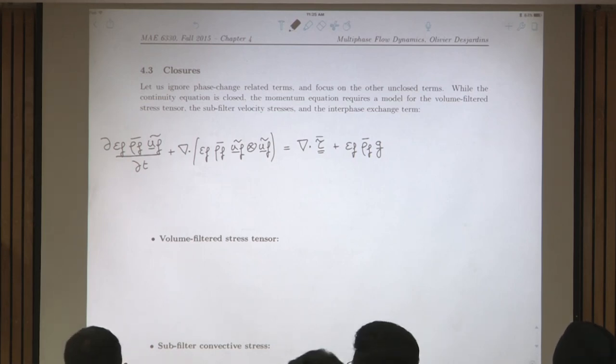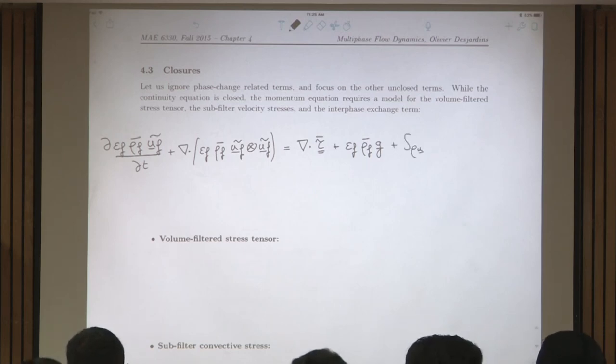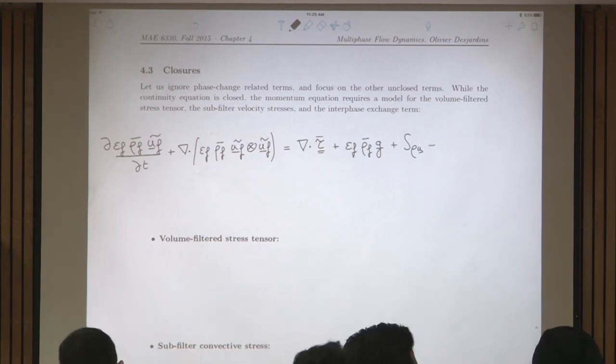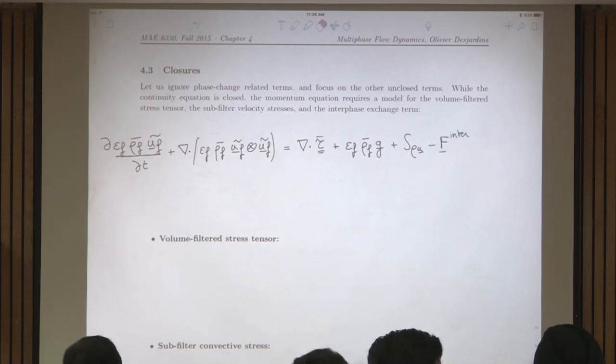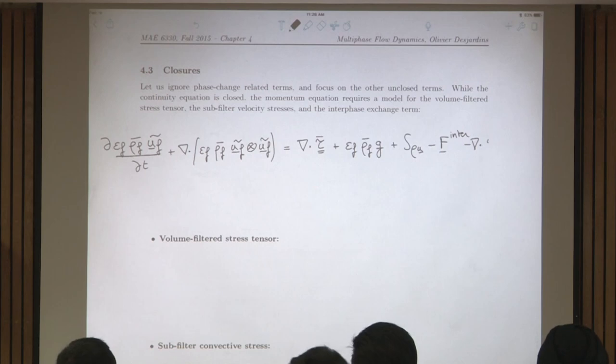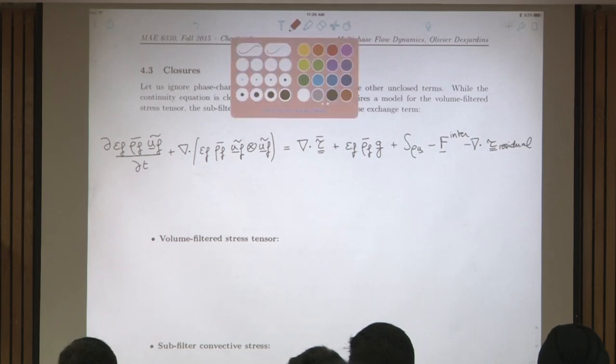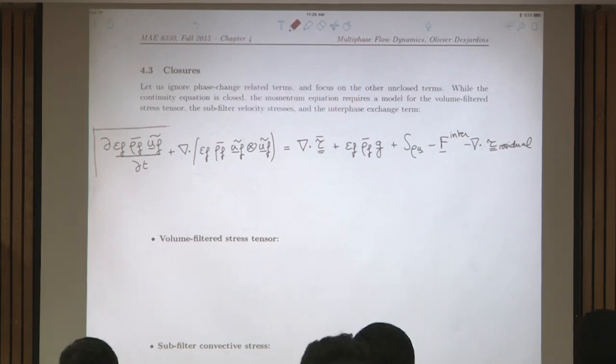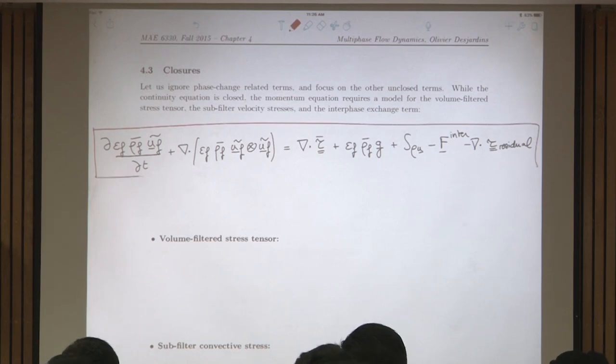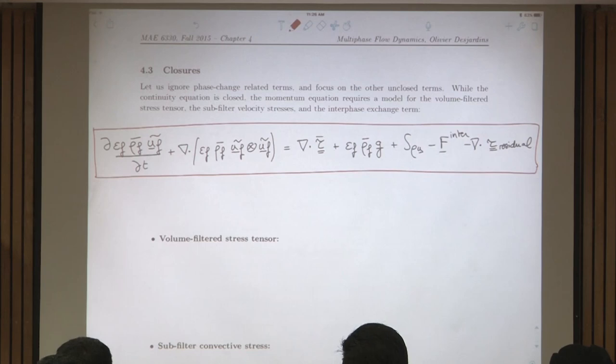Oh, I'm realizing now that I have two g's. So the g with the underline is a gravity vector, okay? Plus an s rho u coming from evaporation, typically. The way we've put our signs together, we have a minus big F inter for the interface coupling force, minus a divergence of a tau residual. So this is the full equation that we've derived. The only running approximation that we have throughout is that the filter is large compared to the particle.